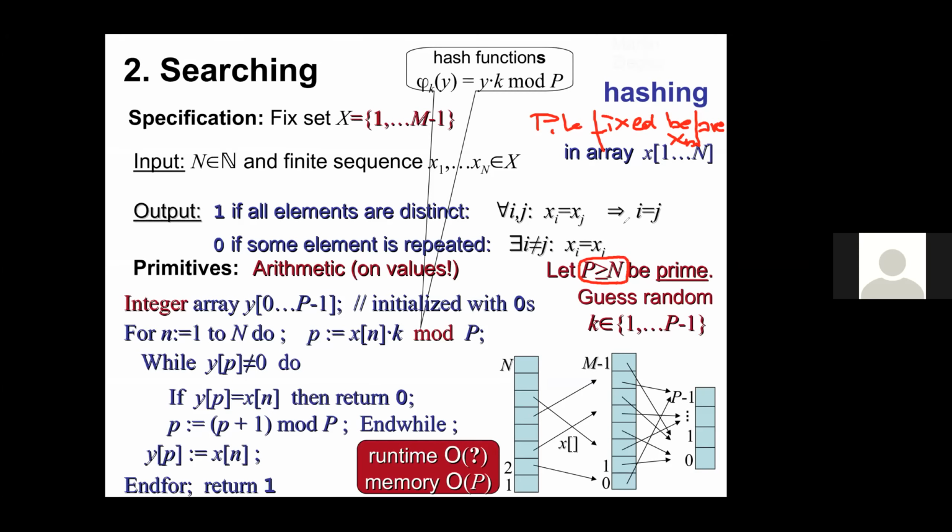Okay, so this restriction that P is bigger or equal to n is absolutely crucial, because I said if P is less than n and all the elements are distinct, then at some point this array here will be full of elements, and this loop will never exit. Okay, so when this array is full, then this loop here will never exit. So this is why you need P bigger or equal to n. So this is absolutely crucial.